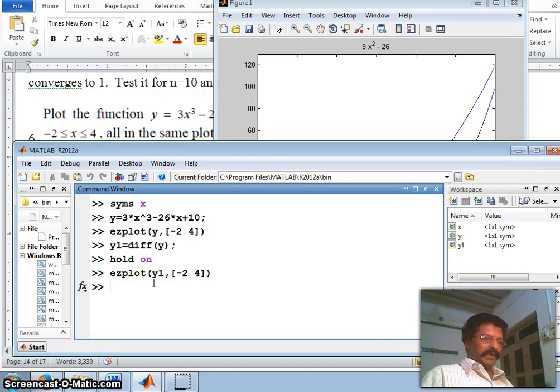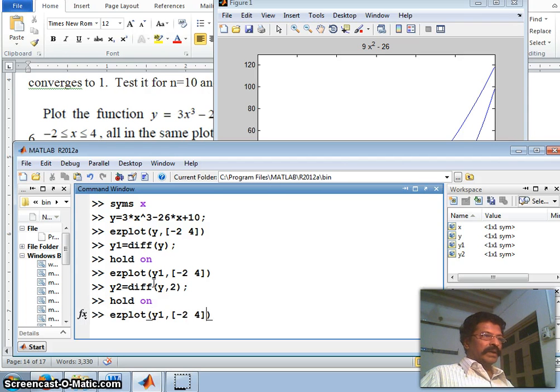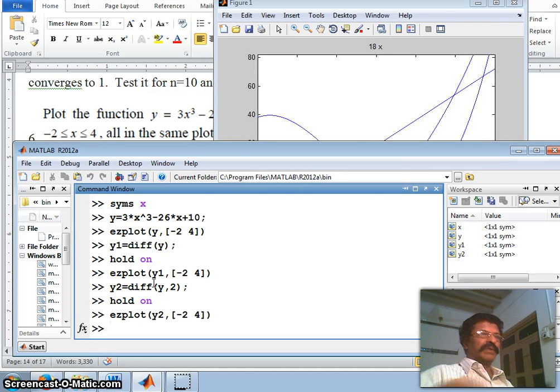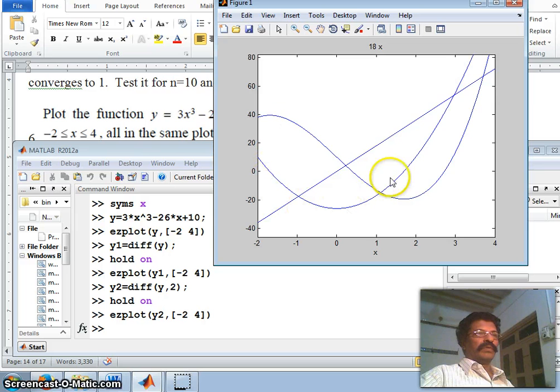Now I want the second derivative. Therefore again I take y2 equal to the differentiation of y, how many times? 2 times. Now again I have to keep hold on so that the old figure remains as such, and now I ezplot y2 over -2 to 4. Now if I see the figure, my actual curve, my first derivative and my second derivative are all in the same plot where x ranges from -2 to 4.